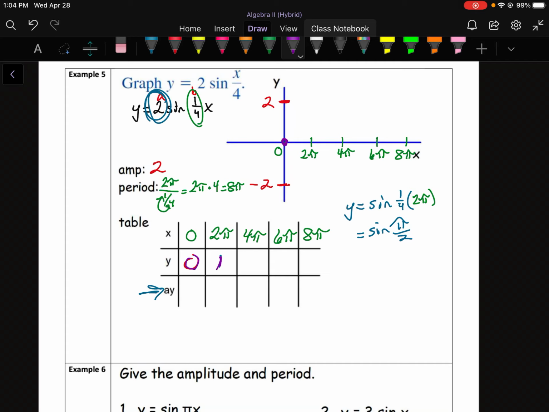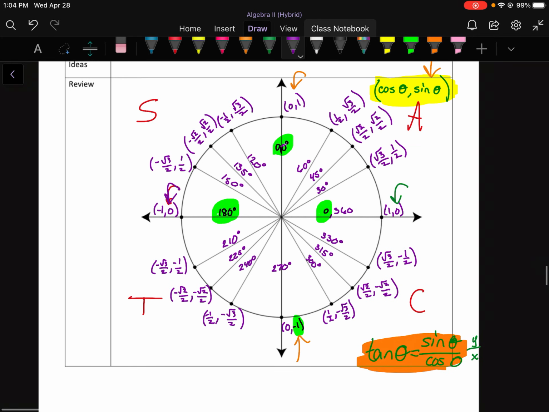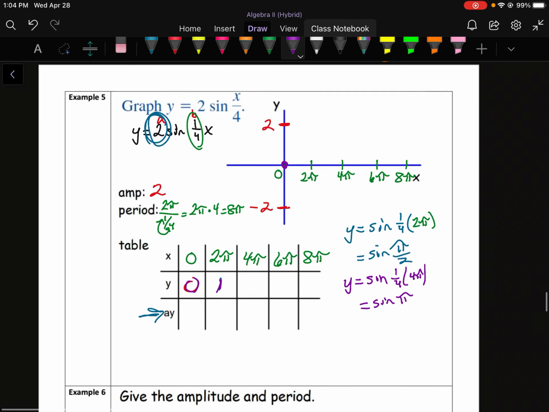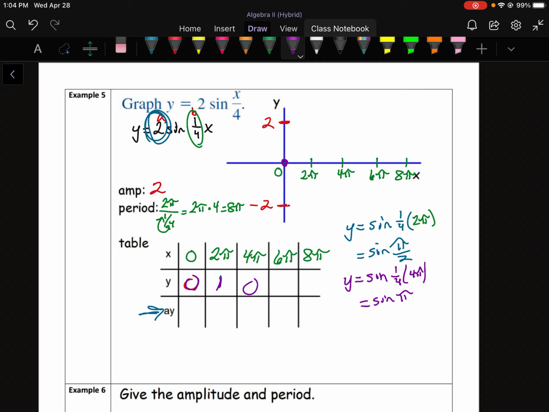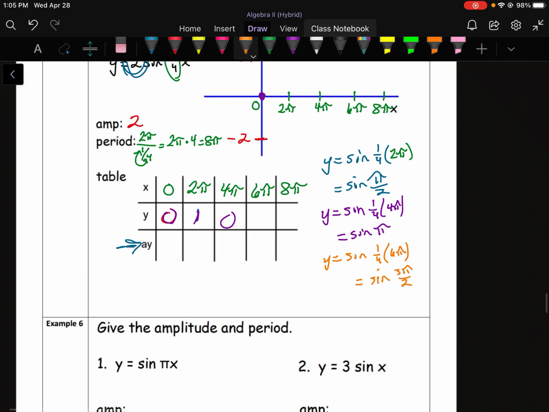When I plug in 4 pi, I'll do this one with you again. So 1/4 times 4 pi. If you simplify, it is just sine of pi, which is 180 degrees. You can scroll back up and look at this one if you want again, but there it is. It is 0. When you plug in 6 pi, if the pattern continues, sine of 1/4 times 6 pi is just sine of 3 pi over 2, which we found up here. Sine of 3 pi over 2 was -1. Let me get that in there. And then the last one should probably be 0 again, because that's where one cycle is going to end.